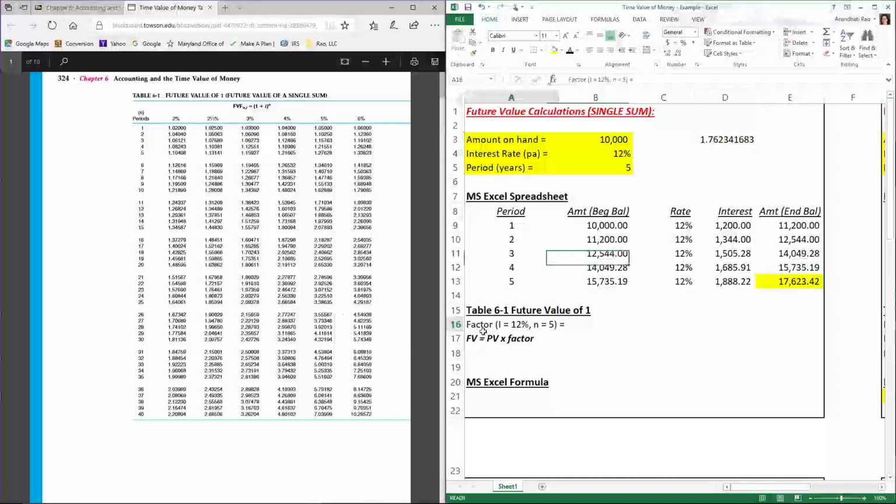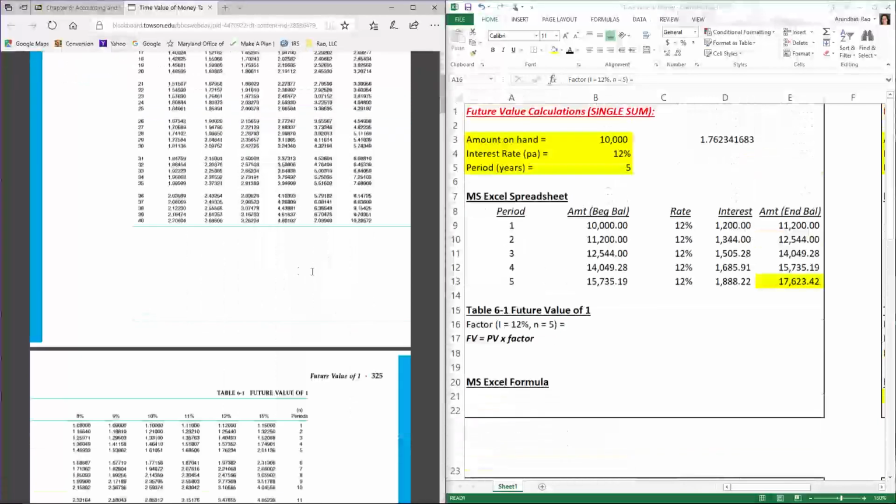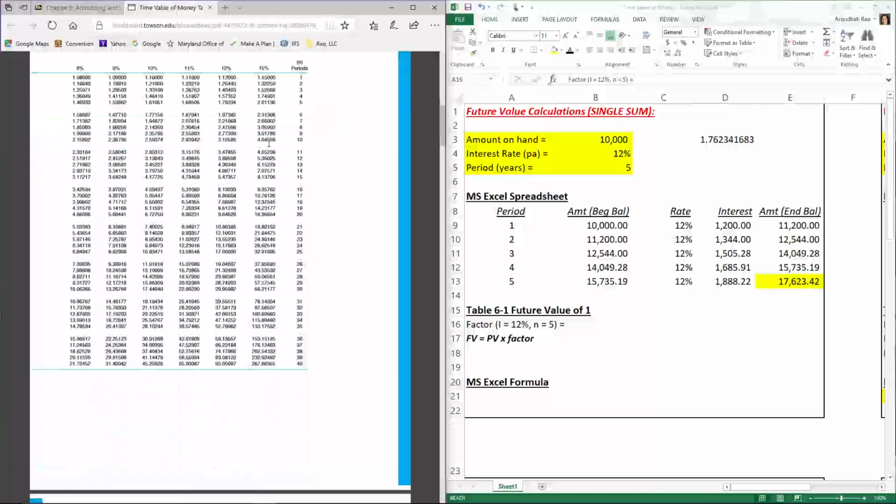So how would I do this? I'm looking for the factor for an interest rate of 12% and 5 periods. The first column has periods, so I go down and see 5 over here, and I stop. Then I have to go up and look for the interest rate. I have up to 6%, so I go down to the next page, scroll down, and come up with the 12%. Again, just look for the 5 periods, 12%. And the factor is 1.76234. That was the same number I had calculated using the formula as well.